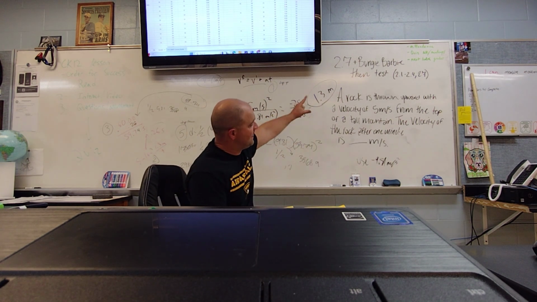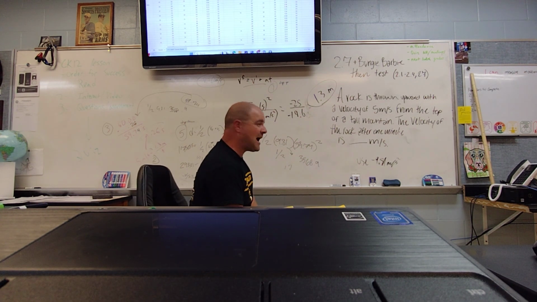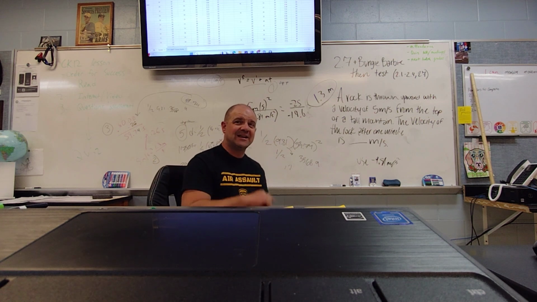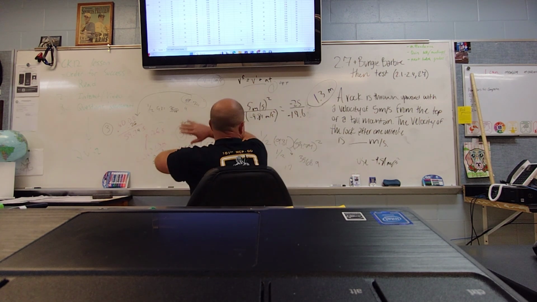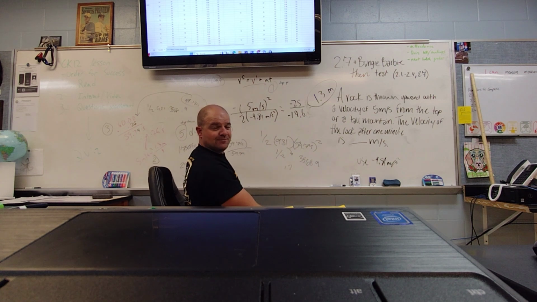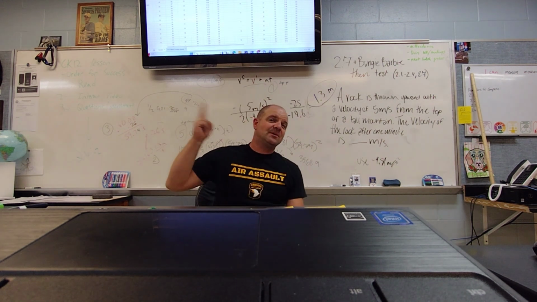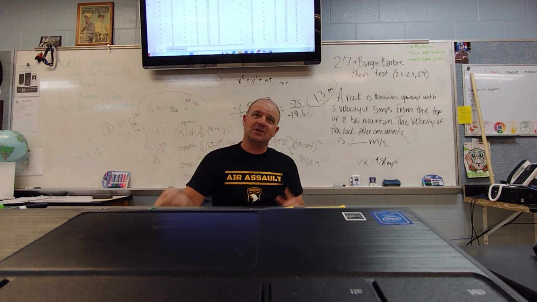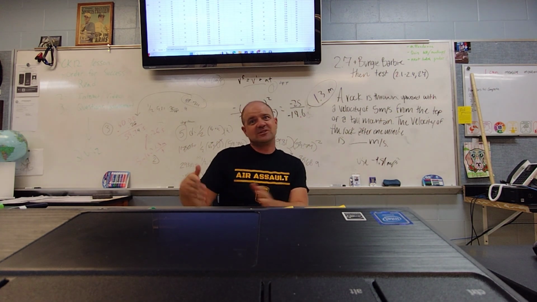So here's the question. A rock is thrown upward with a velocity of 5 meters per second from the top of a tall mountain. The velocity of the rock after 1 minute is how many meters per second? So we did a whole bunch of gobbledygook, multiple formulas, multiple steps, and we've determined at least 2 ways that you can get to the correct answer. There's a shorter way, and then there's a slightly longer way.